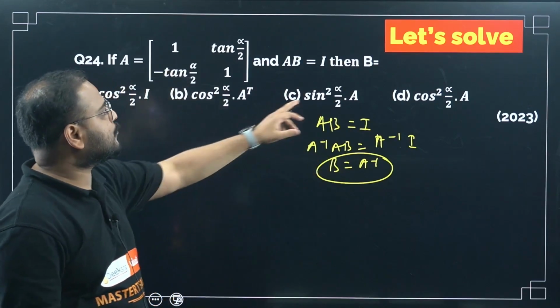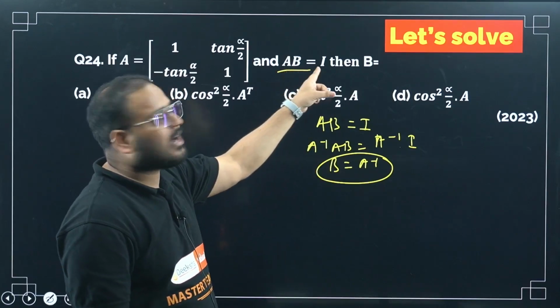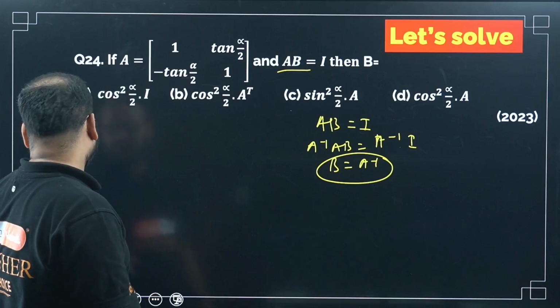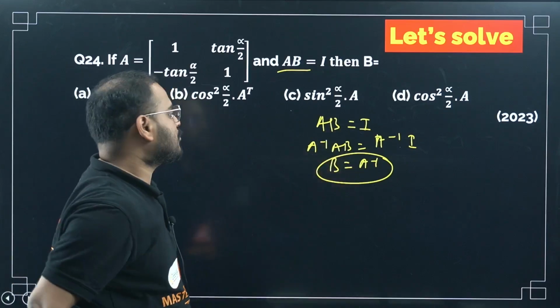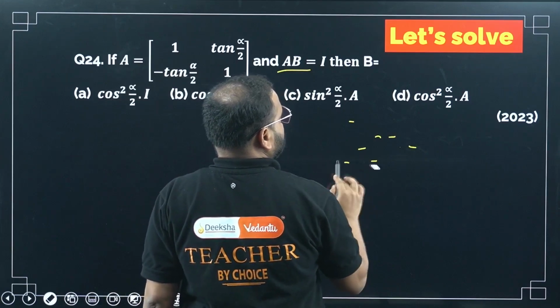Think about it. They are asking us to find B from this expression. How will this be true? AB equals I means what? A and B are inverse to each other. Forget about all of this, what I wrote here. I can solve it like this also, but think logically. Don't have to write this also. Okay?